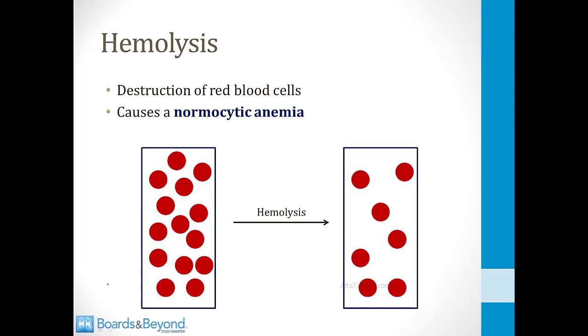the hemolytic disorders. So hemolysis means the destruction of red blood cells by one mechanism or another, and this will cause a normocytic anemia, and that should be fairly easy to understand. If you have a collection of red cells and you begin to destroy a select number of them, you will get fewer red cells, meaning you will have an anemia, but the red cells won't be changed in size, so therefore it will be a normocytic anemia.